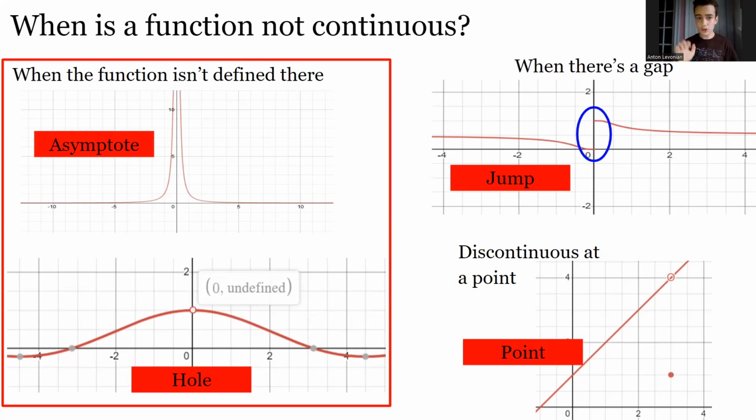So these are the four major types of discontinuities that you will need to know: asymptotic, a hole discontinuity, a jump discontinuity, or a point discontinuity. So those are the four major types.